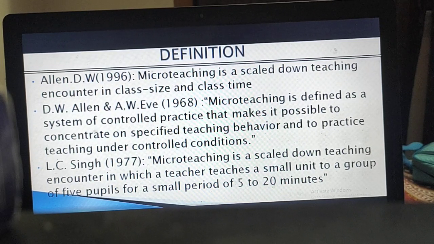LCC 1977: micro teaching is a scaled down teaching encounter in which the teacher teaches a small unit to a group of 5 pupils for a small period of 5 to 20 minutes, or 5 to 10 minutes. Already I have discussed earlier that micro teaching is a type of teaching skill. Through micro teaching, the teacher can develop their skills in the presence of a small number of students and in a specified class time. Okay.